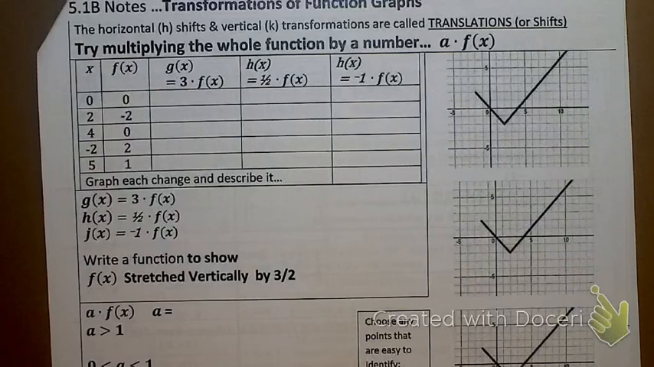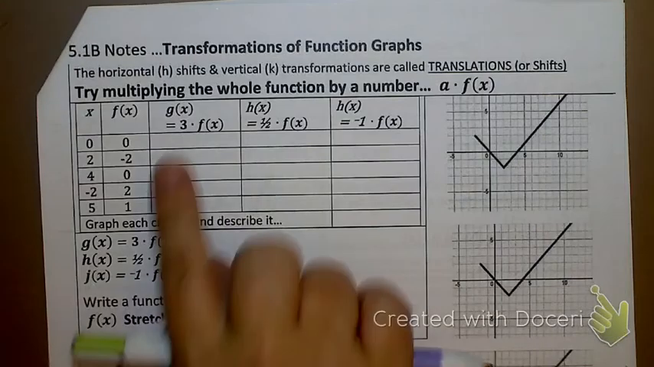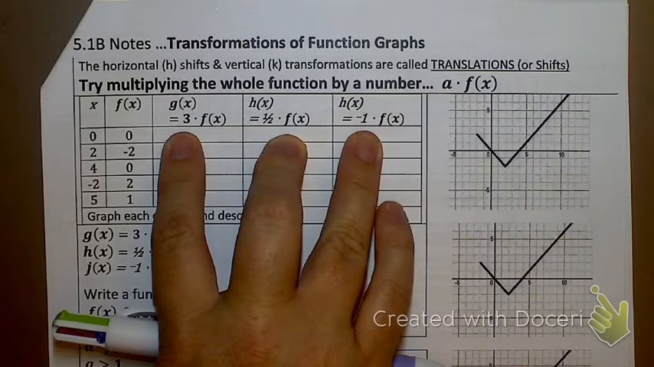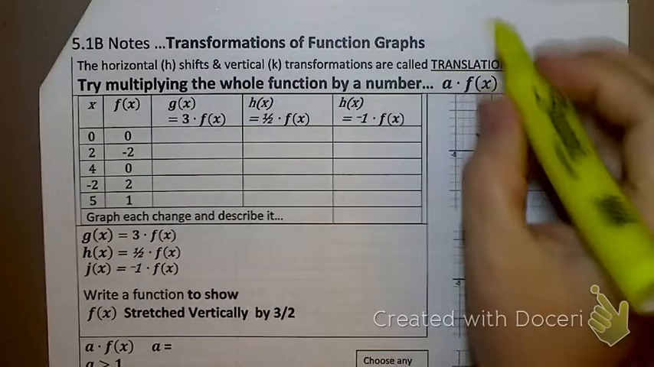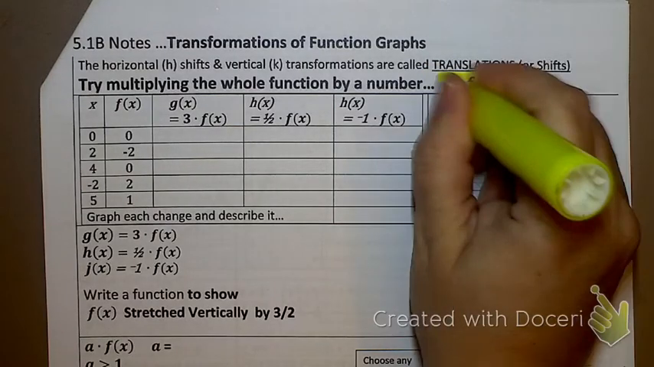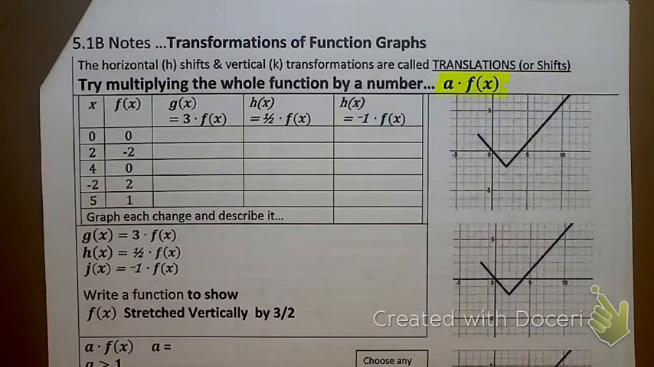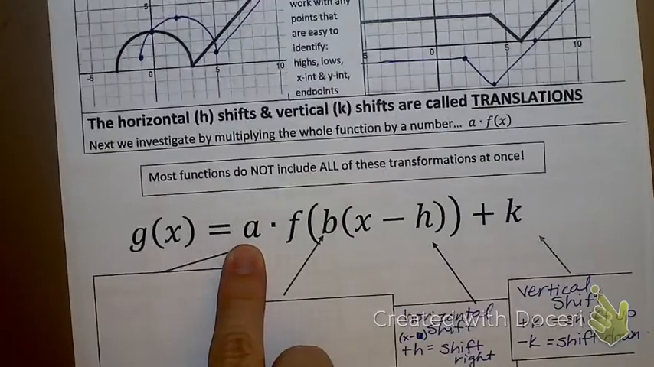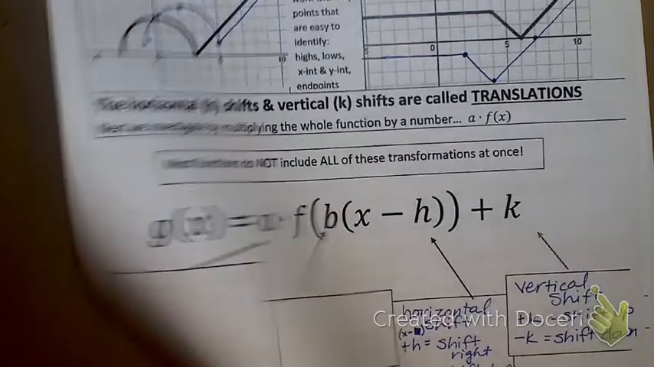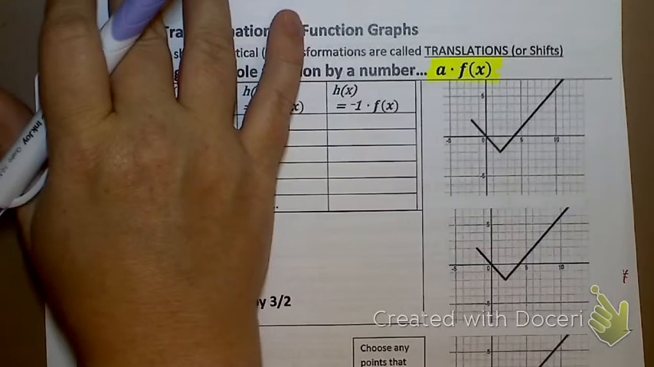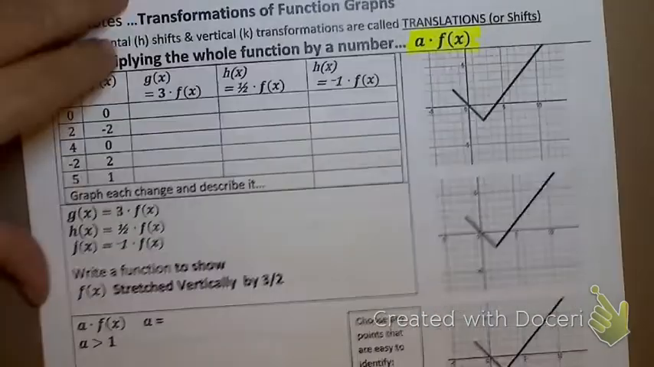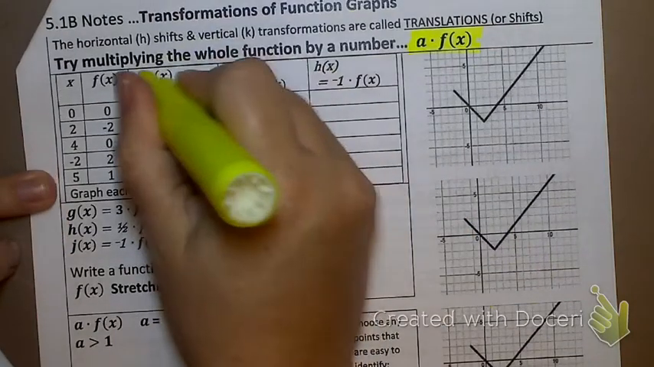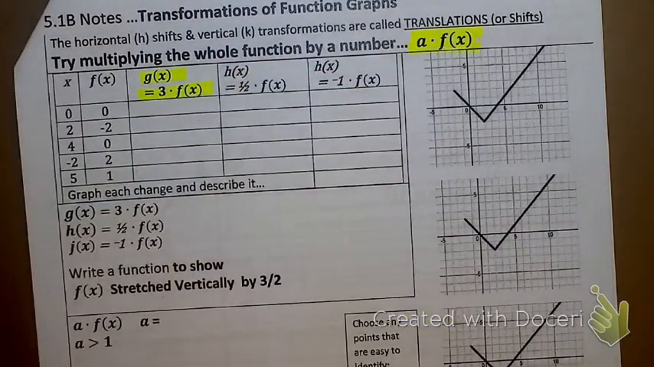So, if you look at my three equations right here, what letter do you think we're focusing on first? A. A comes before f of x. It comes before the f. In my equation from over here, you can see it's still before the f. I'm going to do all sorts of colors here today, so just be prepared for Technicolor notes. So, here's my first equation. g of x equals 3 times f of x.